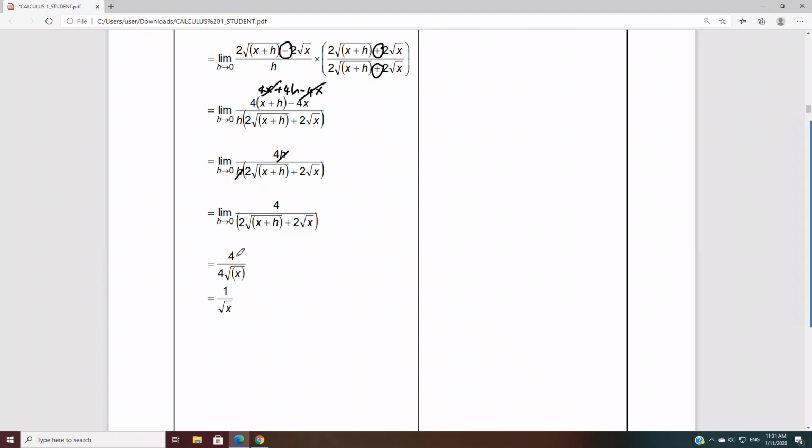Kita akan dapat 4 over, 2 plus 2 dapat 4 lah. Yang ni tulis balik lah. Kan? Dia macam ni lah. 2x plus 2x. Dia akan jadi 4x. Betul tak? Okay, so sama juga macam ni. X ni macam x kan. So dapat 4 square root of x. So cancel ni dapat 1 over square root of x.